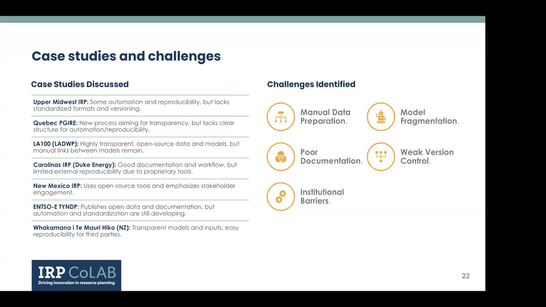Poor documentation speaks for itself. Some IRPs are very good at this. But generally, of course, when you're under pressure to deliver an IRP, there's always a temptation to say, we'll do the documentation later on, but then later on probably means there is another process which takes priority and documentation might be lacking. And of course, there are institutional barriers. There are ingrained practices within utilities, also definitely within regulators, that make it hard to automate or to be more transparent. If I can have the next slide.